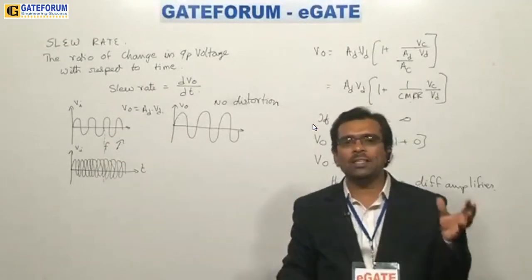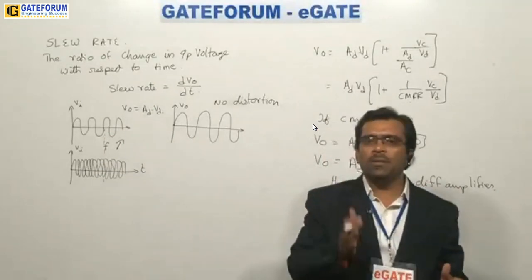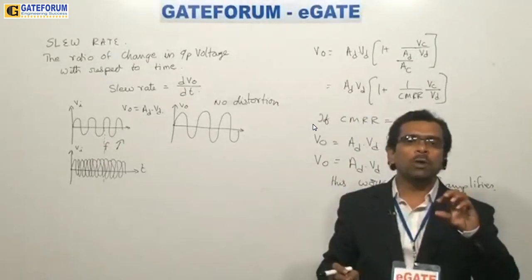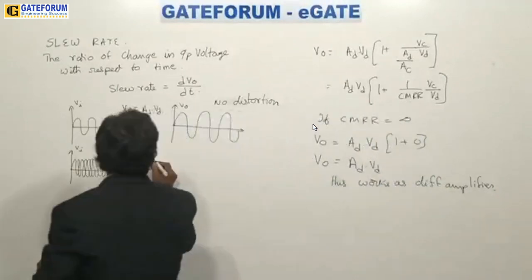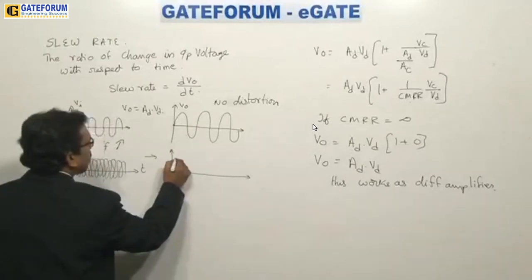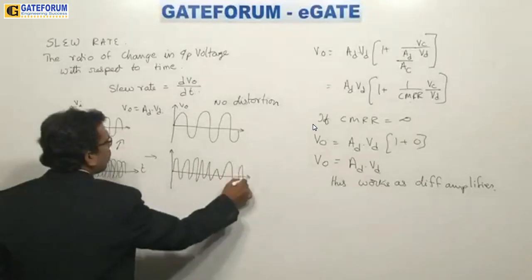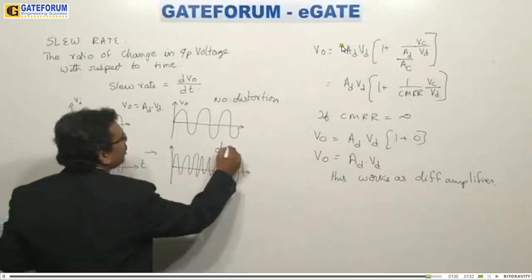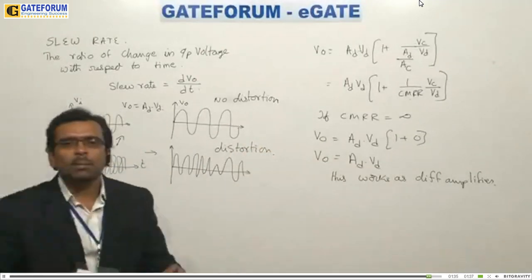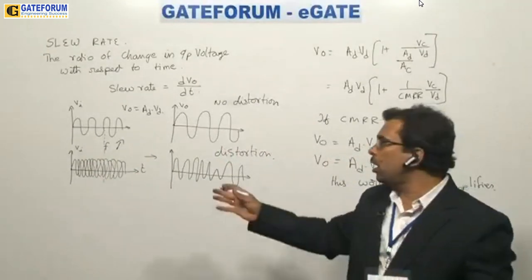First stage differential amplifier, second stage differential amplifier, level shifter, and the output stage. All this should change very fast. If they are not able to change fast, then the output will be delayed, so your output will be distorted. You will get the output like this. So now this is distortion. This is because of the inability of the op-amp to respond to quick changes of input.